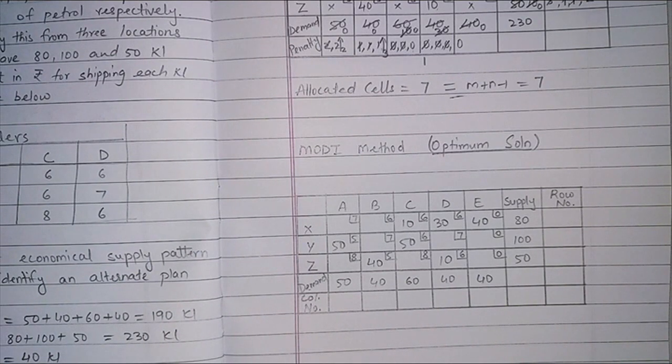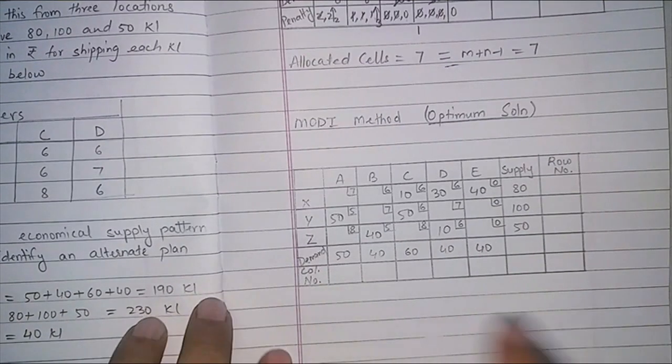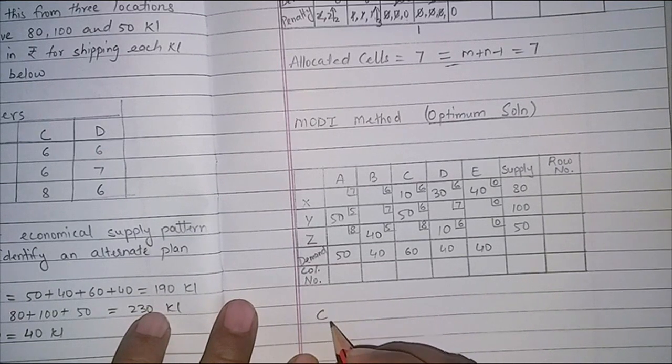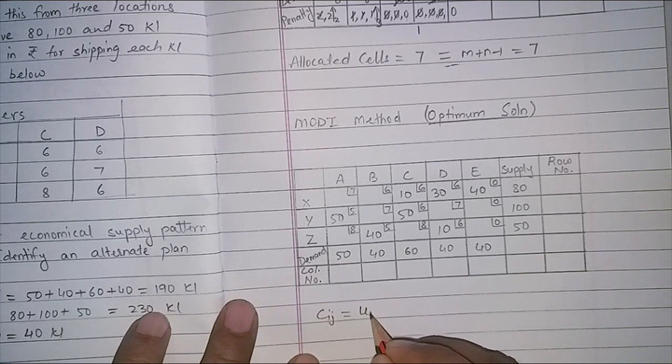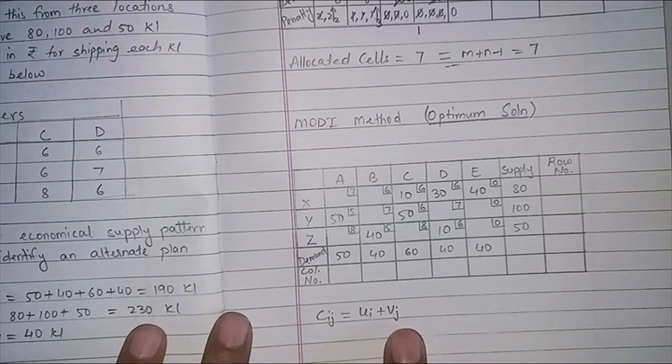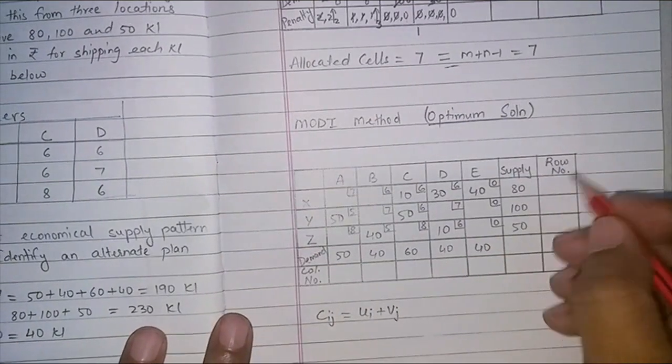Okay. Now what is the MODI method? It is a method used to find the optimum solution, and the first step in this method is to find the row numbers and the column numbers. What is the formula to find the row numbers and the column numbers? We have the formula Cij equal to Ui plus Vj. Making use of this formula, I will be calculating the values for the rows and the columns.